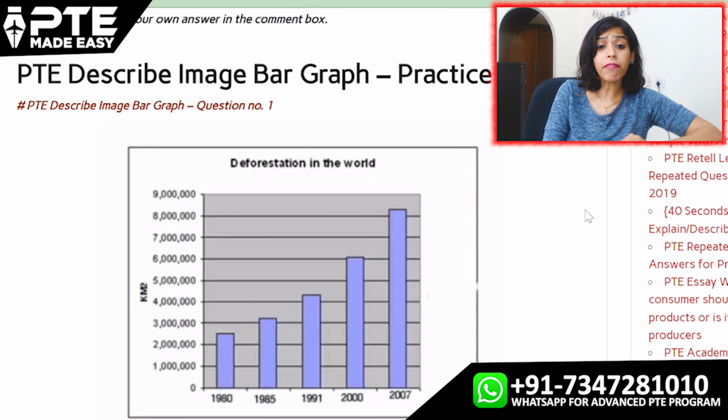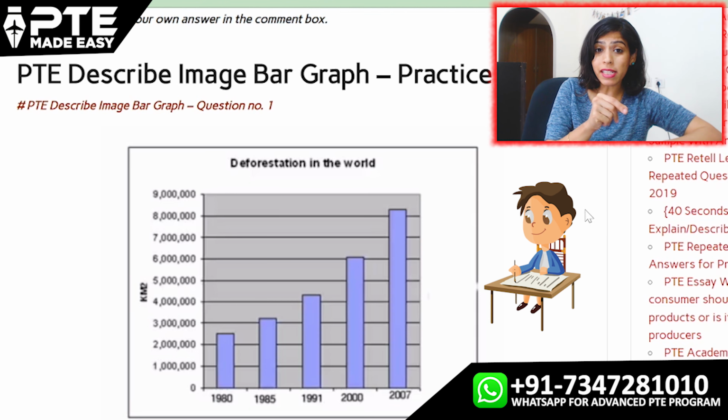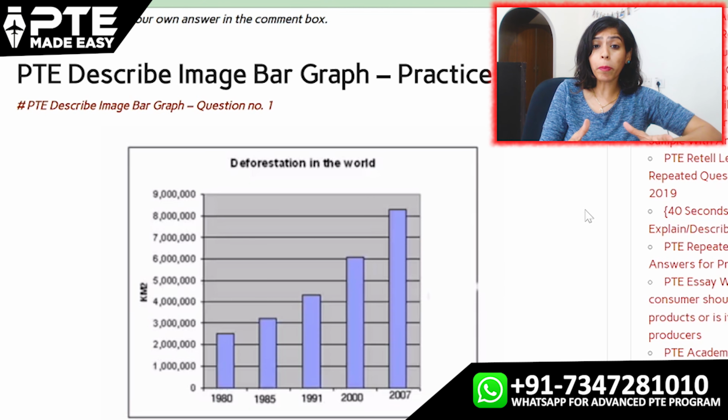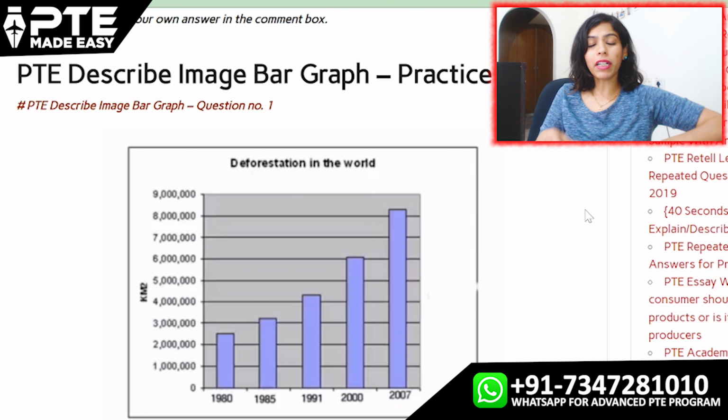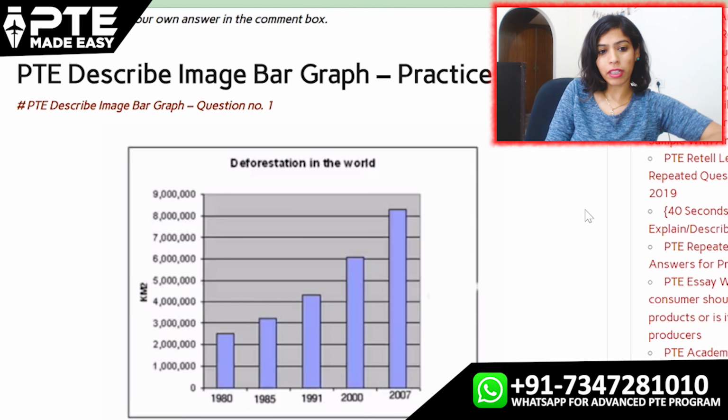So we get 25 seconds, actually only 25 seconds for analyzing the task. So you get to see the image and you just analyze it in 25 seconds. And later on, you have to speak for 40 seconds. It is tricky, genuinely a tricky one. It's all about practicing in this task. The more you practice, the better you become when it comes to this particular question type. Now let's look at that bar graph without wasting further time.